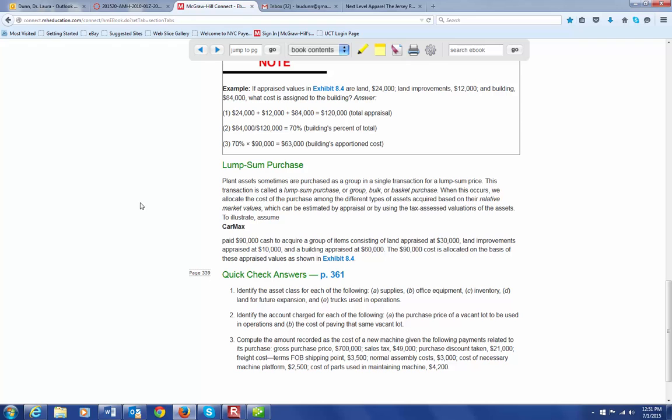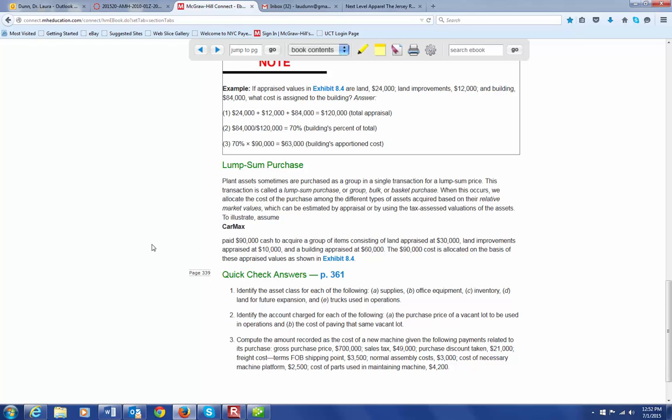Lump sum purchase. Plant assets sometimes are purchased as a group in a single transaction. This transaction is called a lump sum purchase or a group or bulk purchase. When it occurs, we have to allocate the cost of that purchase amongst the different type of assets that have been acquired based on their market values. Now, you generally have to get this by estimating based on an appraisal or by using the tax assessment valuation of those particular assets. So here's another example.